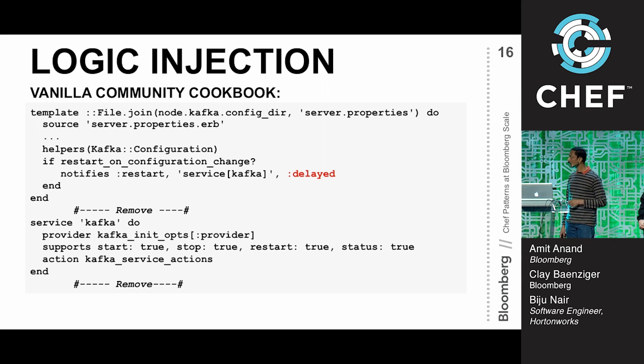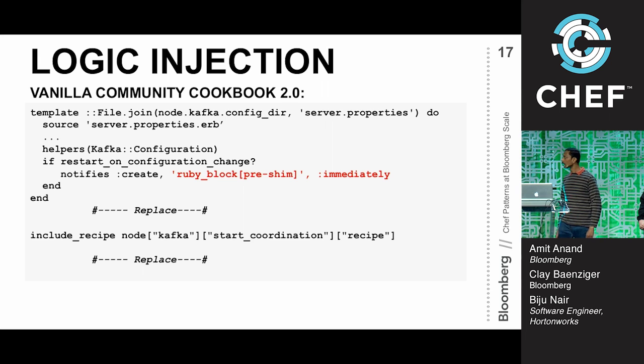What was done is to remove the service resource from any community cookbook recipe and replace it with an include_recipe function, which points to a node attribute that stores a recipe's name. That is the change on the community cookbook recipe. Also note that the template resource, instead of notifying the service resource as before, now notifies a Ruby block, and it does the notification as immediate. That is the change in the community cookbook recipe.